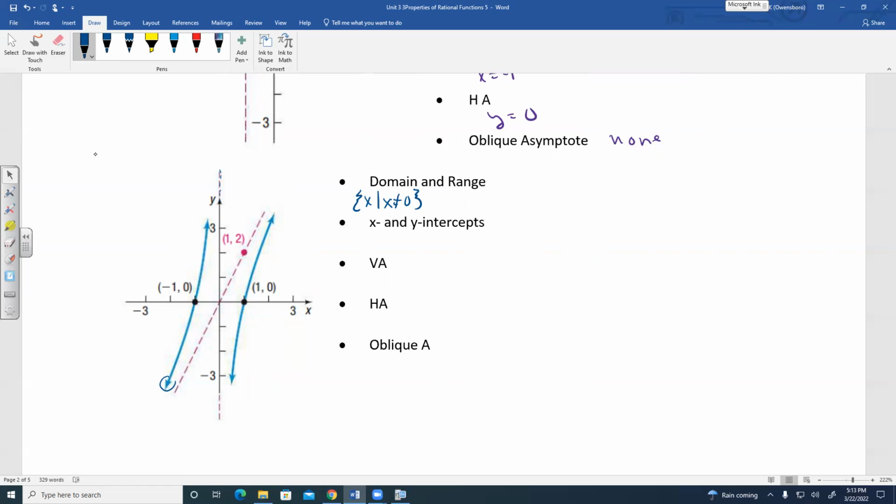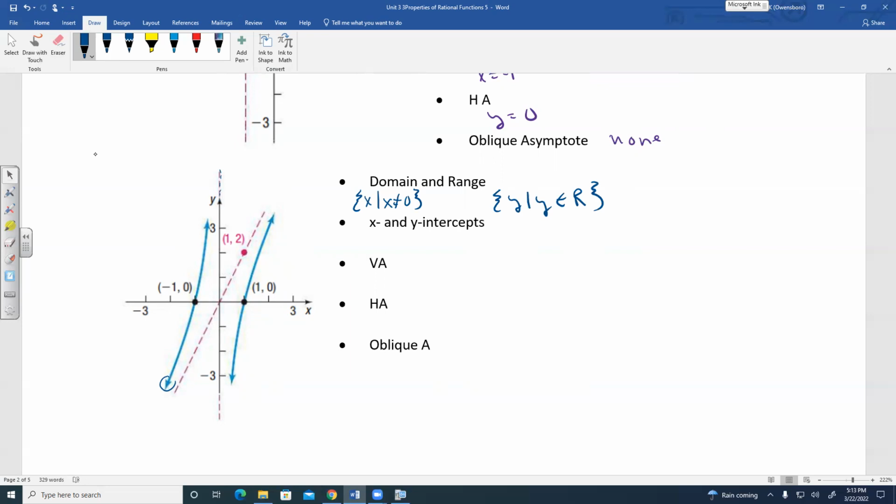The range, on the other hand, notice how this continues to go up and down. I don't see a horizontal asymptote anywhere, so there aren't any range restrictions. The range is going to be the set of y's such that y is an element of R, or we can also write all real numbers for that.